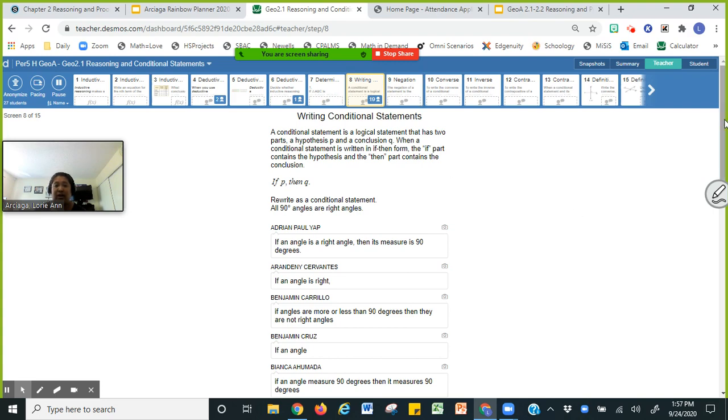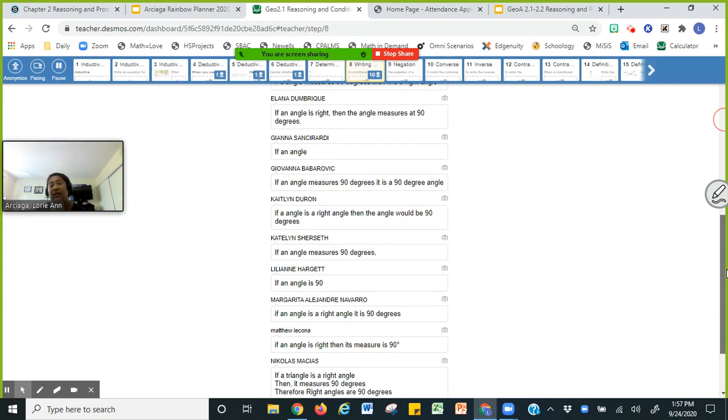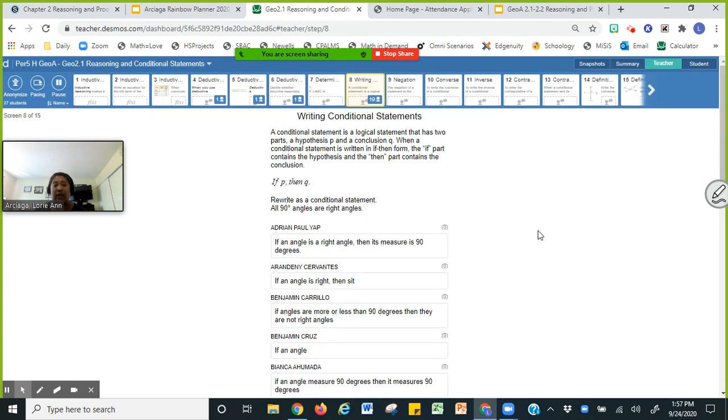If it's not in an if-then statement, it will be marked wrong. So you should know, just like in English, you identify the subject and the predicate. Correct me if I'm wrong, but in math, you have to identify the hypothesis and the conclusion.